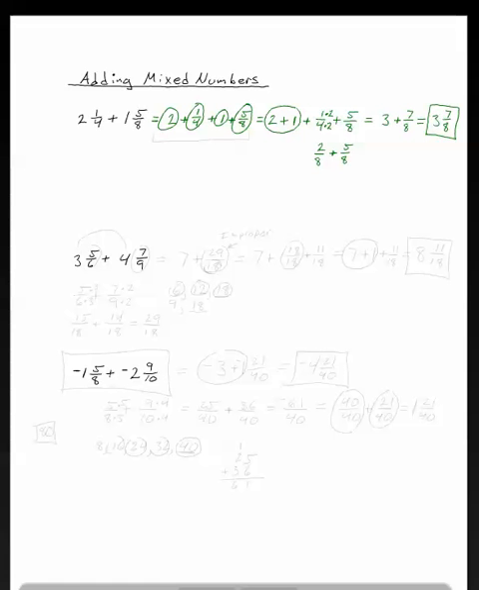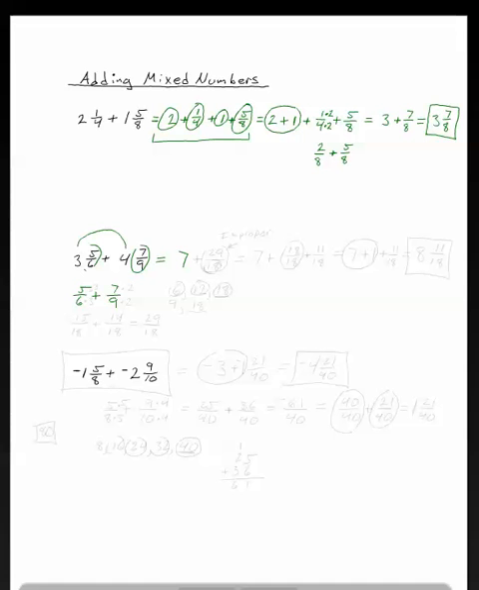Alright, so now if we look at the second one, we can see that really we're just adding the whole numbers and adding the fractions. So above in the first problem, when we rewrote everything, we don't really need to do that. We can just say 3 plus 4 is 7. Now the fractions, we want to add those, so 5/6 plus 7/9. In order to add those two fractions, we're going to have a common denominator.